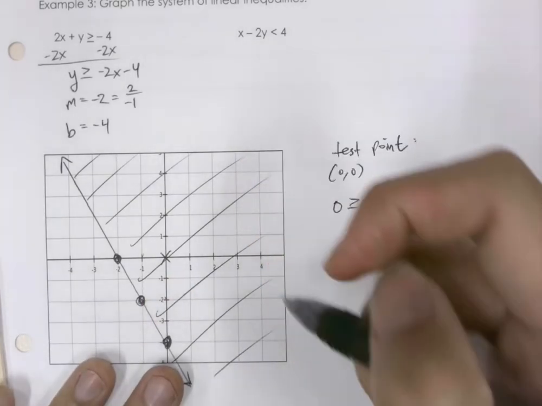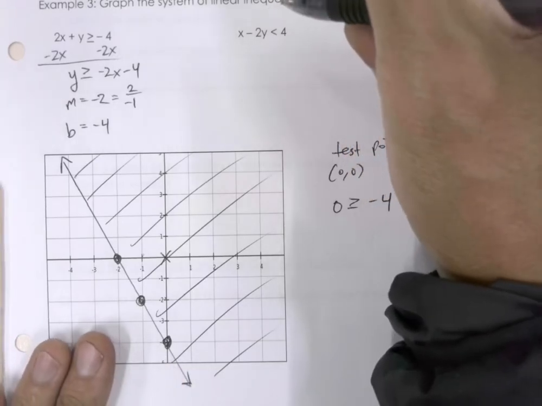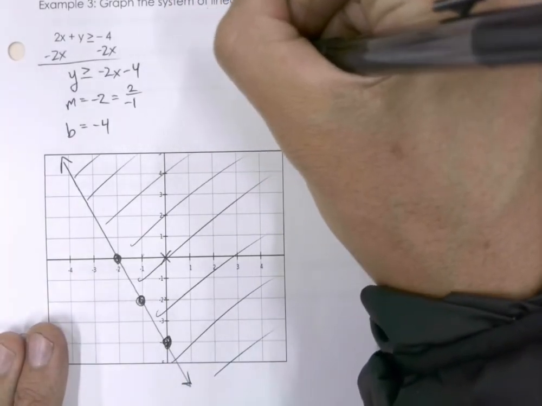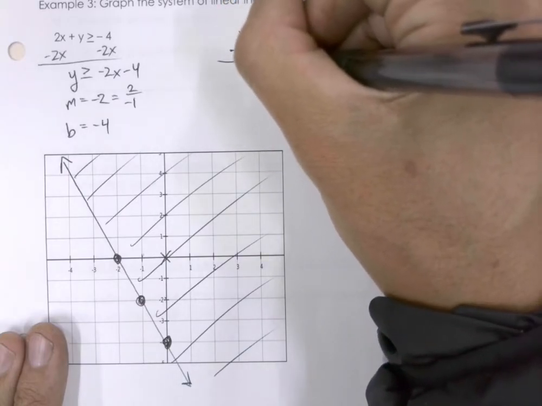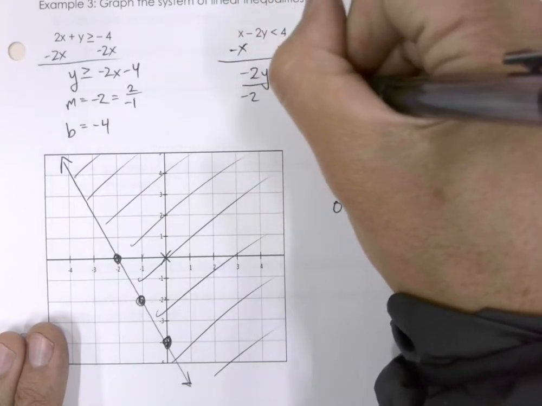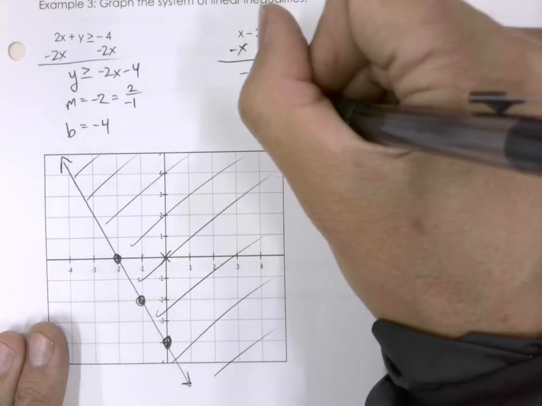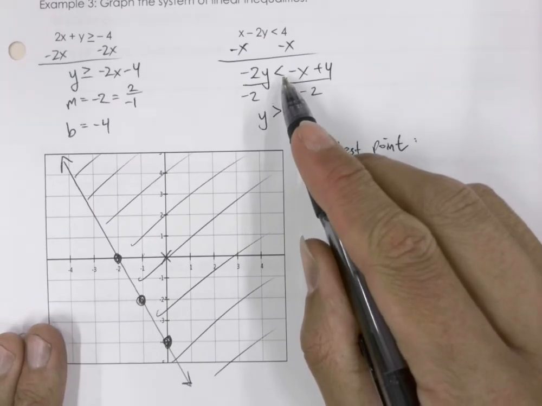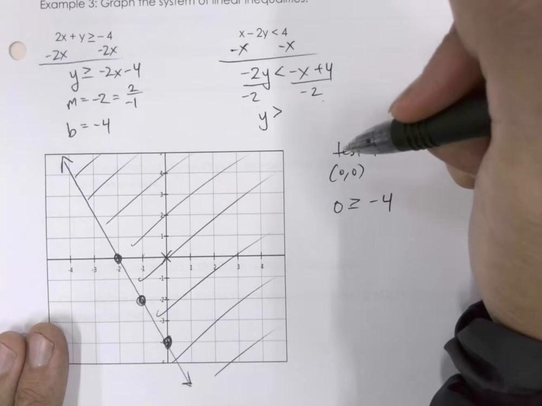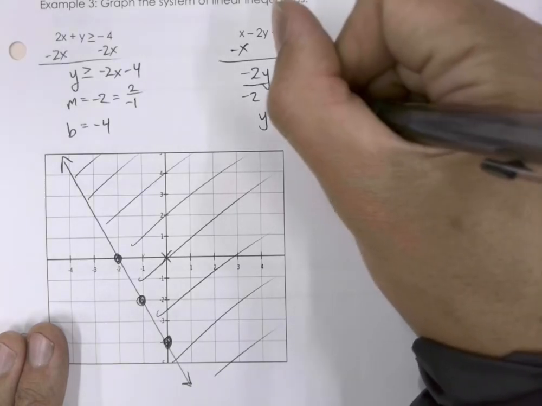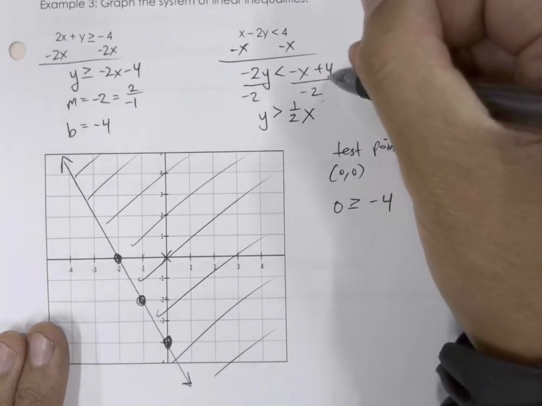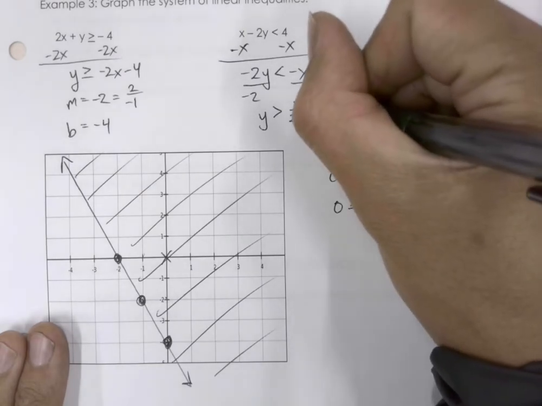Now let's go ahead and try the second one here. We first start by putting it into slope-intercept form by subtracting the x from both sides of the inequality. And we'll get negative 2y is less than negative x plus 4. We're going to divide by negative 2. And we'll get y is greater than. The inequality needs to flip since we're dividing by a negative number. We have negative 1 divided by negative 2 is positive 1 over 2 times x. And then we have positive 4 divided by negative 2. That's negative 2.